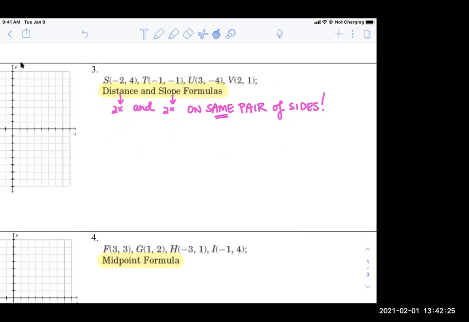You don't have to do 8. You just pick one pair of opposite sides. You might pick different ones than somebody else picks, but as long as you pick 2 sides that are opposite and you show they're parallel and congruent, then you're done.